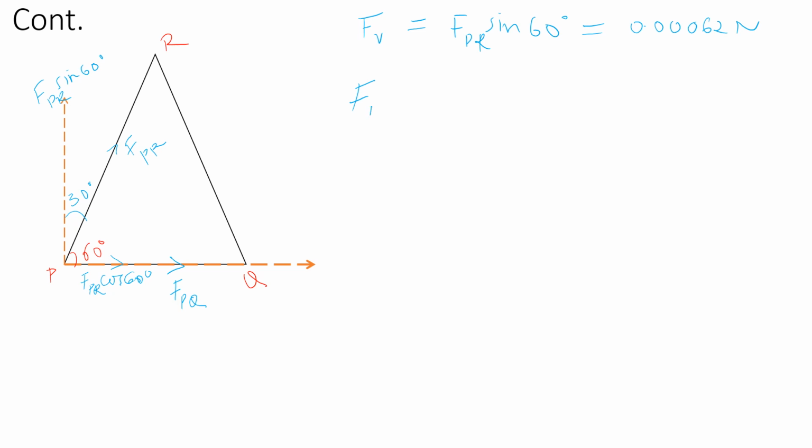We go ahead to find F horizontal, which implies the resultant horizontal force acting at P. In this case, we have two forces which are horizontal. We have FPR cos 60 going to the right, and we have FPQ going to the right also. So that means we shall add them because they are going in the same direction, to the right, and they are positive according to the vector. So this is going to be FPR cos 60 added to FPQ. So we have the FPR multiplied with cos 60. We have also the FPQ.